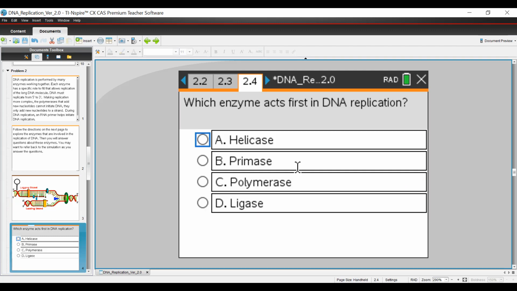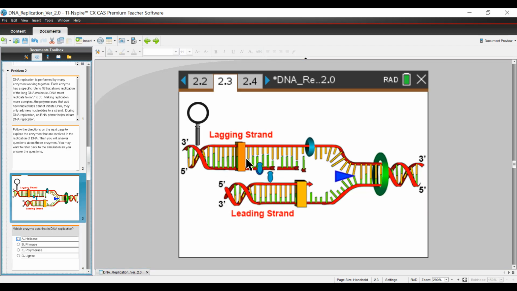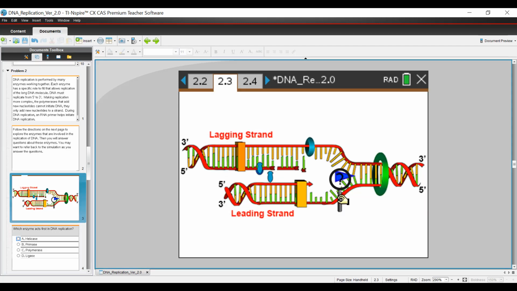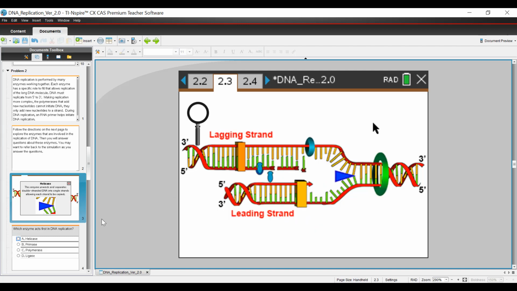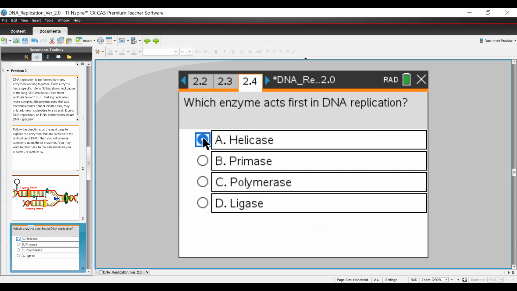So let's check out some questions here. Which enzyme acts first in DNA replication? We talked about this in the simulation. It is the helicase enzyme. Remember, helicase is responsible for unwinding and separating the double strand into single strands, allowing each to be copied. Okay. So helicase is our answer for that one. And let's see what's next.